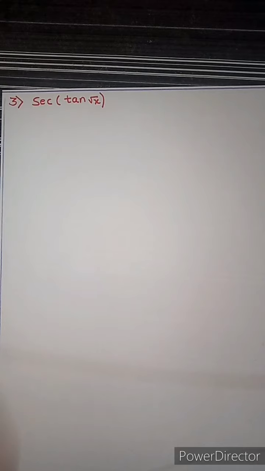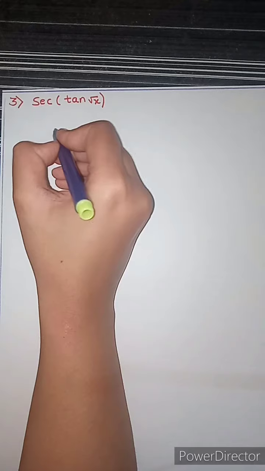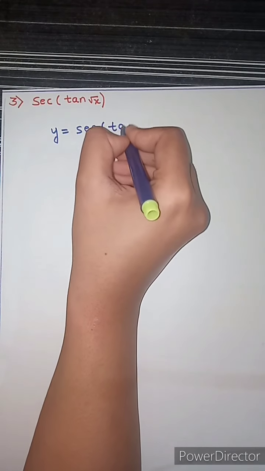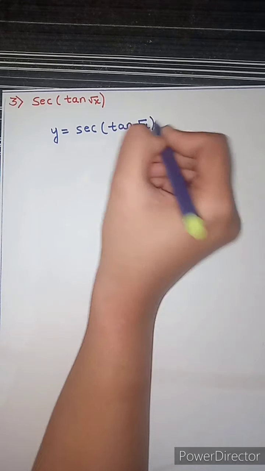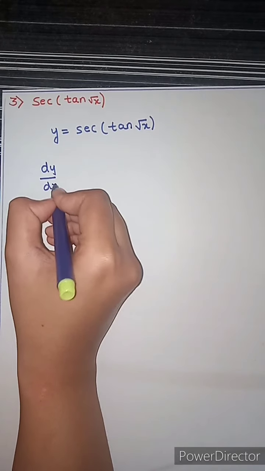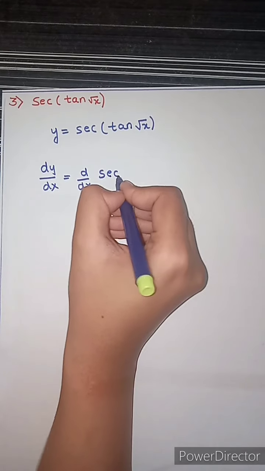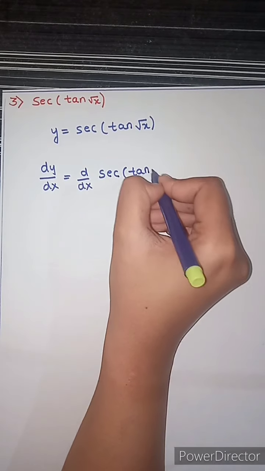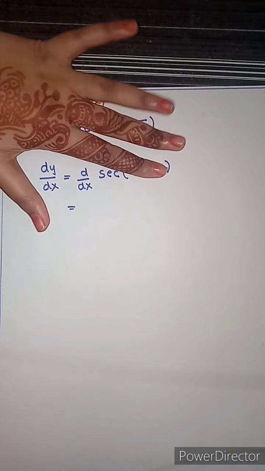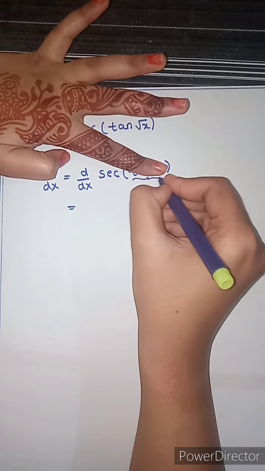Very simple, right? Now without delay, next move to the third question. Secant of tan root x. y is equal to secant of tan root x. Now differentiate y with respect to x. So d by dx of y is secant of tan root x. Now forget this, think tan root x as x.